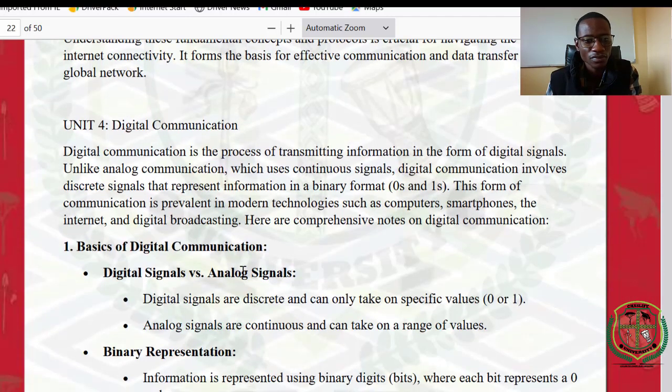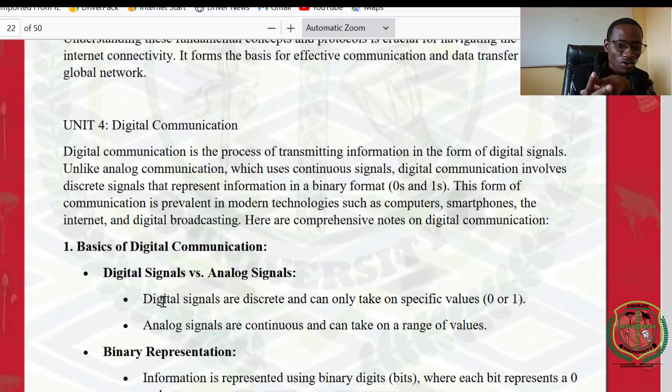Now, what are some of the basics of digital communication? Of course, there's the difference between digital signals and analog signals. What's the main difference? Digital signals are discrete and can only take a specific value, for example, 0 or 1. Those are what we call digital signals. They can only take 0 and 1.